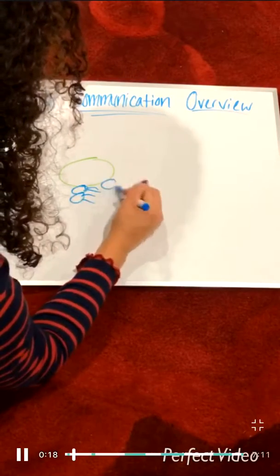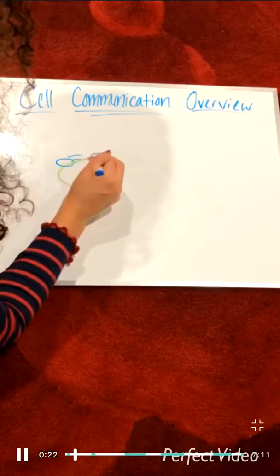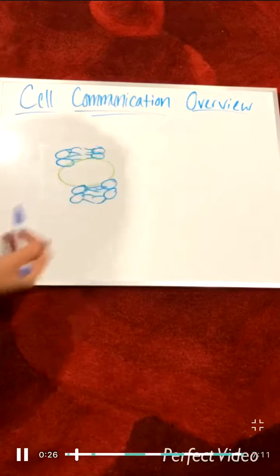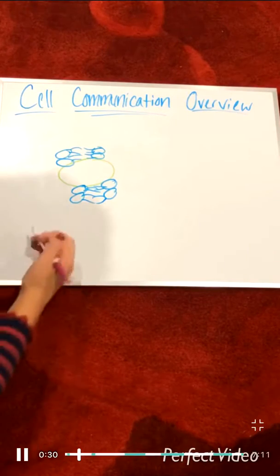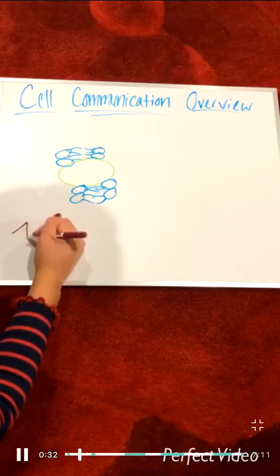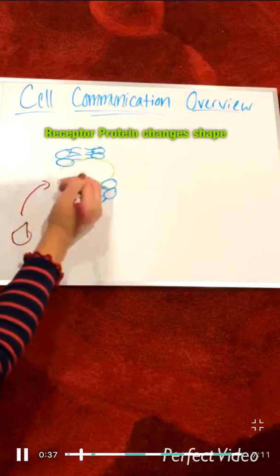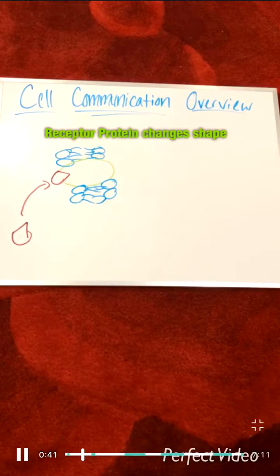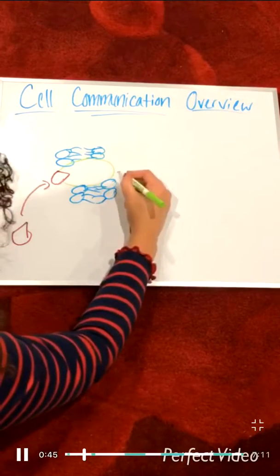So our first step is reception, and right now I have the receptor protein and it is within the phospholipid bilayer. And as you can see, we will have the ligand, which is indicated by this fuchsia color. And what's going to happen is it is going to bind to the receptor protein, and that's going to induce this shape change. And so this is a process of reception.